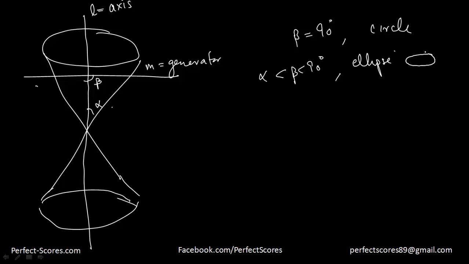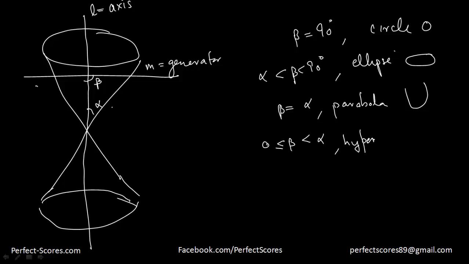This is something like this. And if this angle beta is equal to alpha, then we get what is called a parabola, which looks something like this. And if this angle beta is less than alpha, which is greater than or equal to 0, then we get a hyperbola, which looks something like this, right? So this would be about this video, guys.